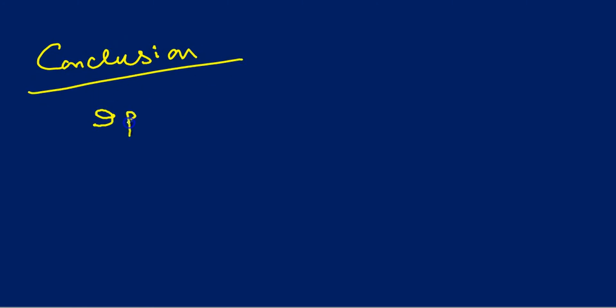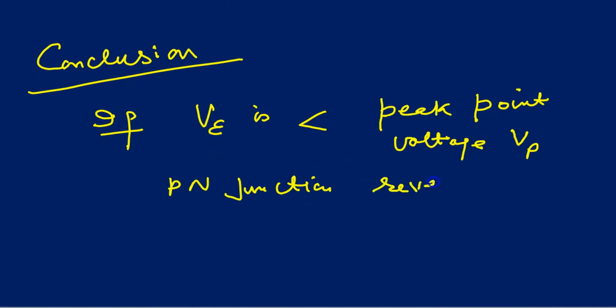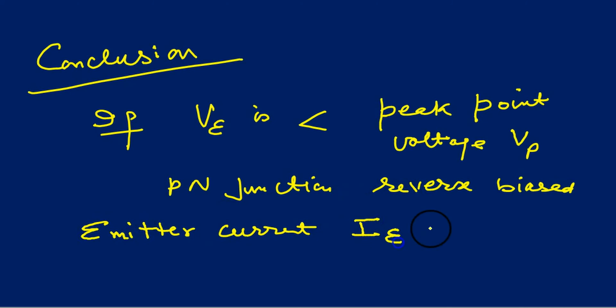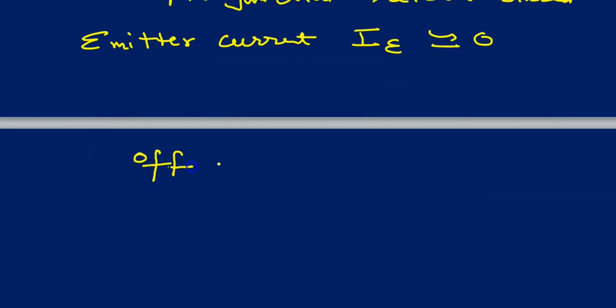Now the conclusion is, if VE, the emitter voltage, is less than the peak point voltage, then the PN junction diode is said to be reverse biased and the UJT is off. There will be no emitter current and it is called off state.